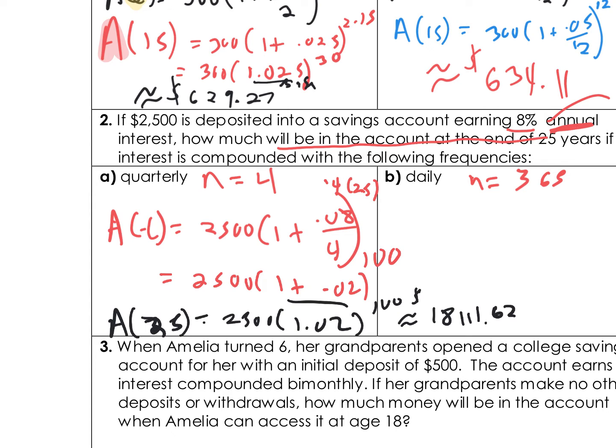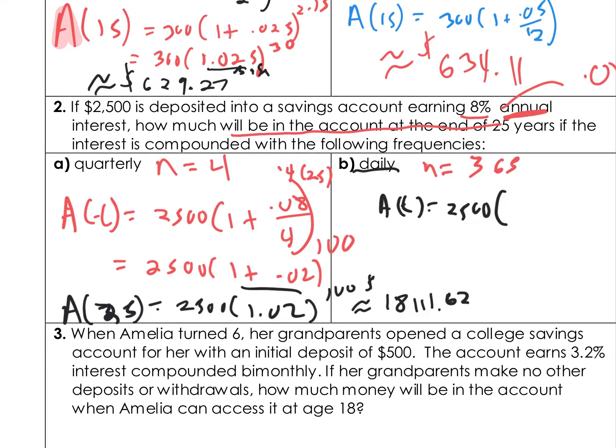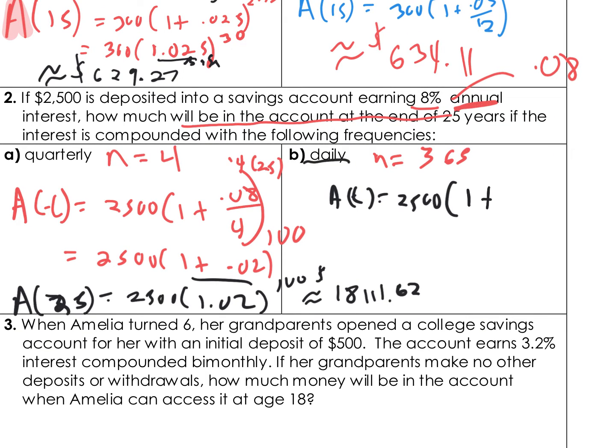Let's see if we do it daily. Theoretically, based on the logic, you get up in the morning and the bank's paid interest. You get up the next morning, the bank's paid you interest. You get up in the morning 365 times. Surely I'll be making more money. Let's see how much more. A of t will still be the 2,500. I'm still going to have the 1 plus, but the 0.08 now is divided by 365, which I'm not even going to pretend to do the math.